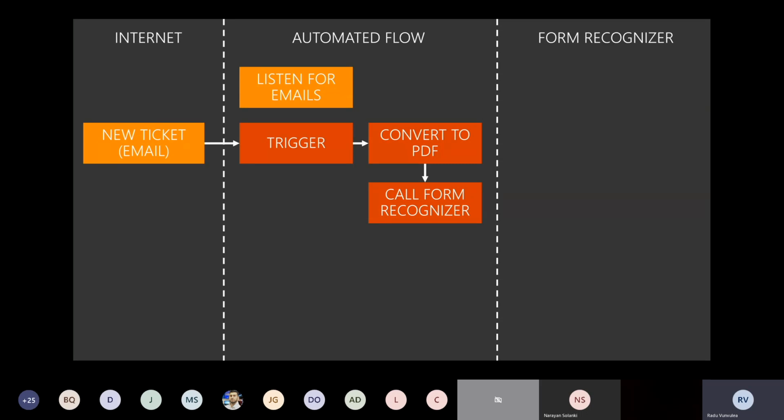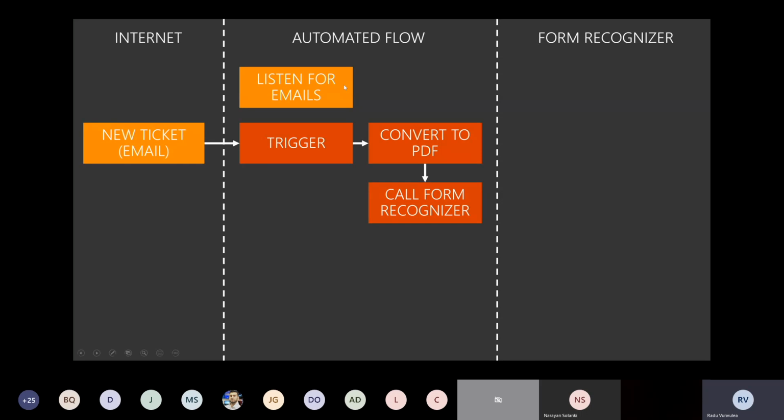So I put in the flow a convert to PDF step that is converting everything to PDF. And that's pretty nice because you don't care what your input is, you just convert it to PDF, and from there you can fetch it to Form Recognizer.